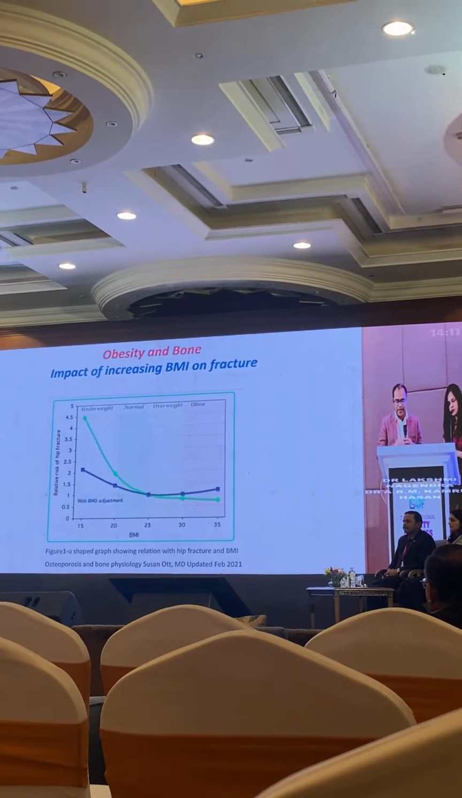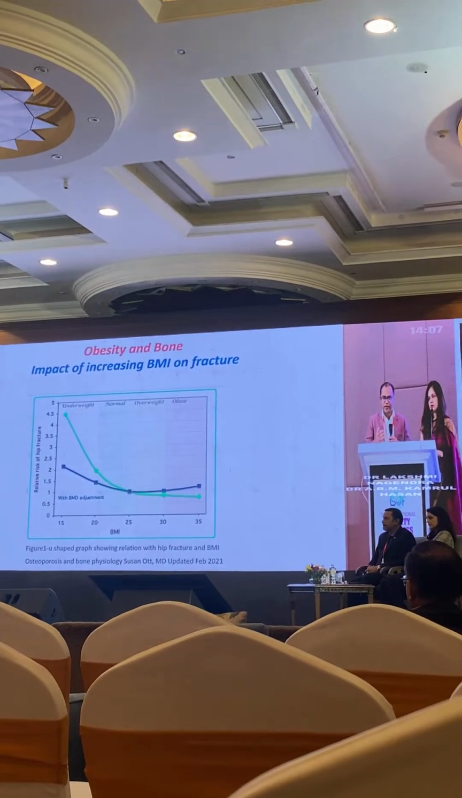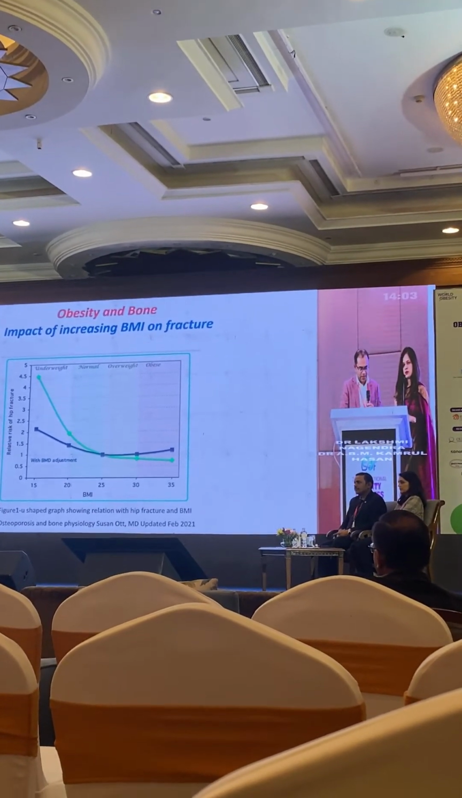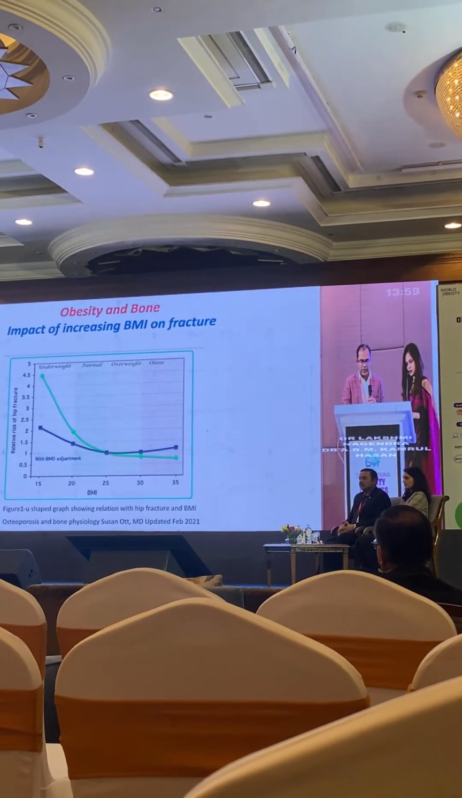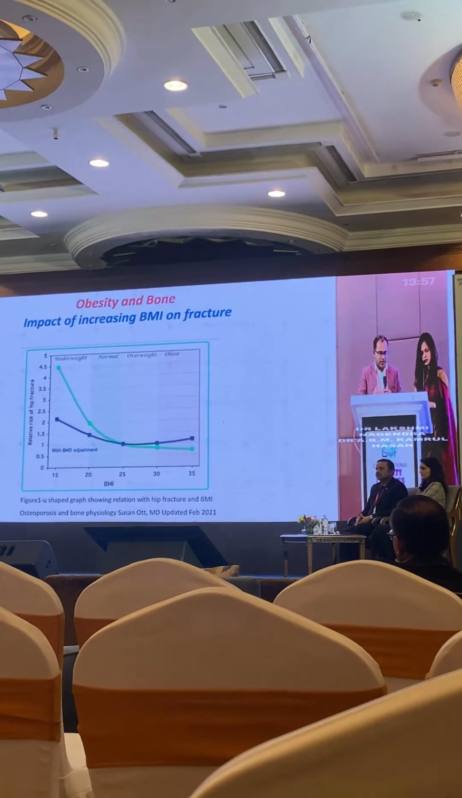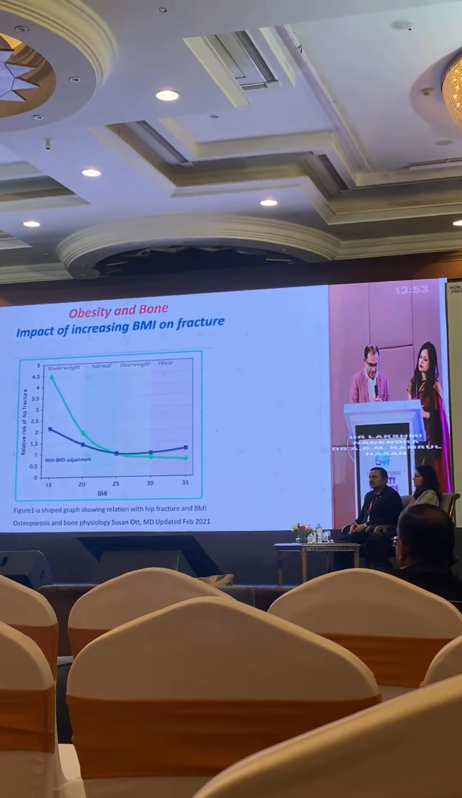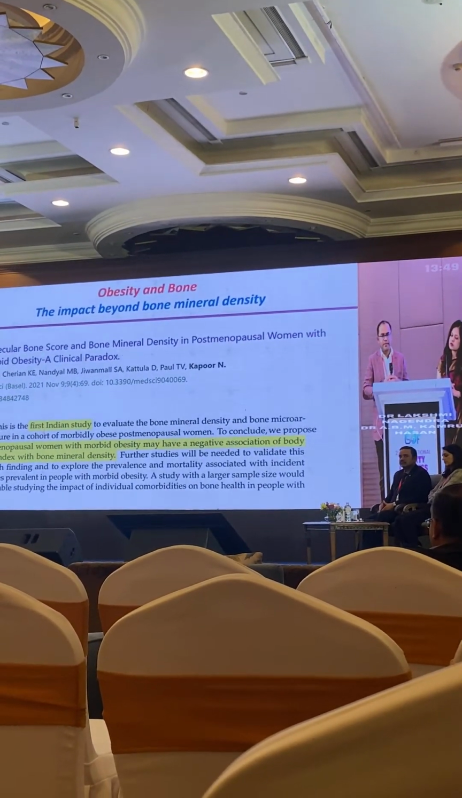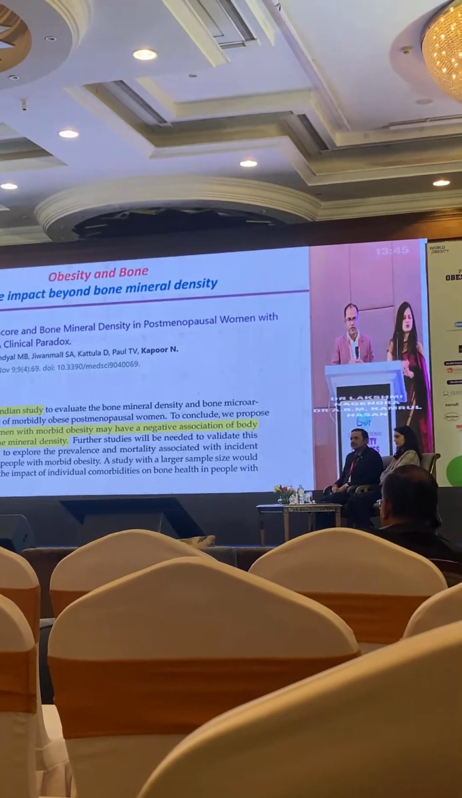So this impact is clear-cut, but the impact of increasing BMI on fracture will not necessarily follow a straight line. So this is a U-shaped graph we are seeing. After BMD adjustment, after a certain point, with rise of BMI, the fracture risk also increases. And another thing we have to keep in mind is that bone mineral density is not all that reflects bone quality or other things.